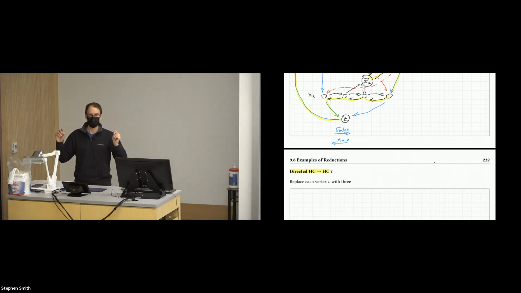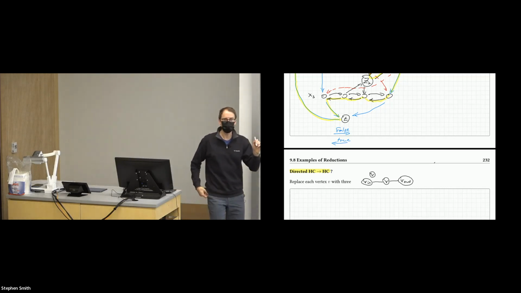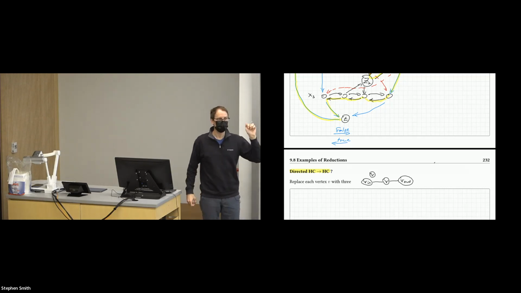I want to represent a directed graph as an undirected graph for the purposes of this Hamiltonian cycle problem. And so what I do is I replace each vertex with 3. Rather than having the vertex V, I replace it with V in, an undirected edge to V, and then V out. And all the edges entering V now enter V in, and all the edges exiting V exit V out.